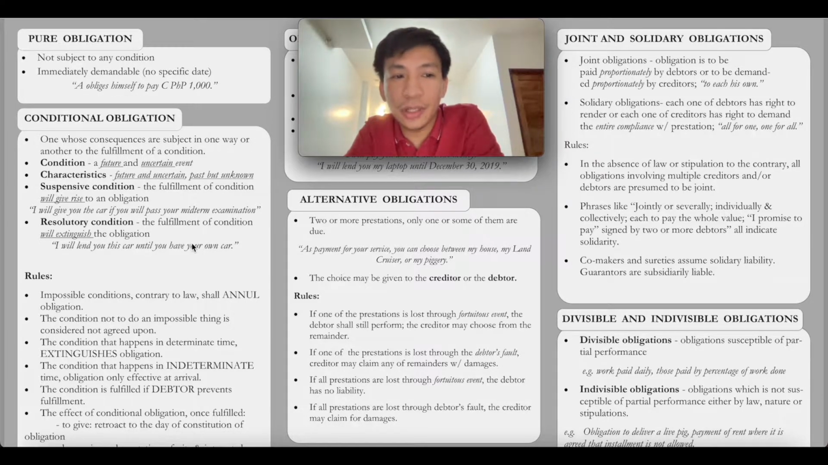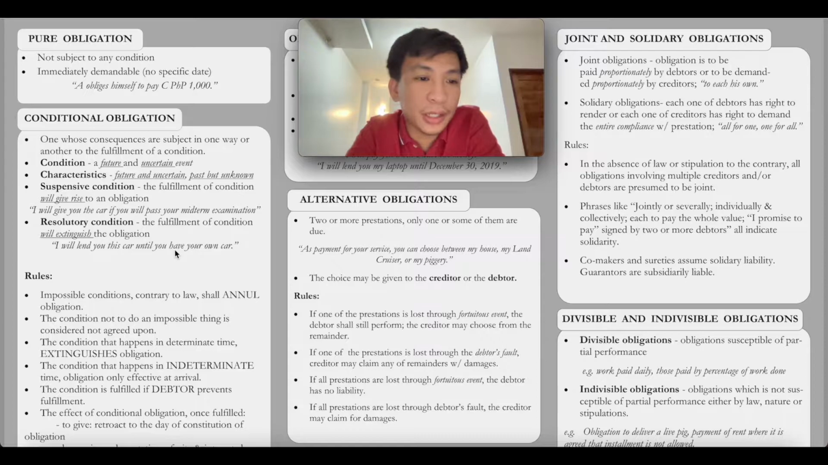In simple terms, ganito yan. Kung mangyayari yung condition, in this case, ang condition natin ay kung napasa yung midterm exam, magkakaroon ng obligation si debtor to give the car. Okay? So, what happens if hindi nangyari yung condition? Well, walang obligation si debtor, kasi nga in suspensive condition, gaya nga ng sabi natin kanina, kapag nangyari yung condition, saka lang magkakaroon ng obligation. Okay? This is different when we think of resolutory condition.